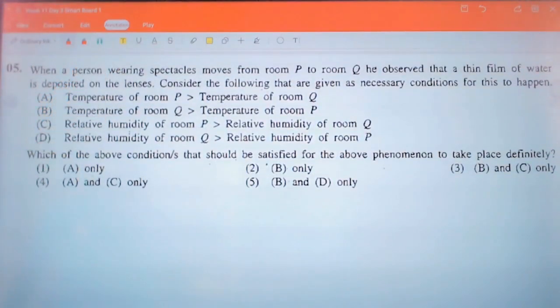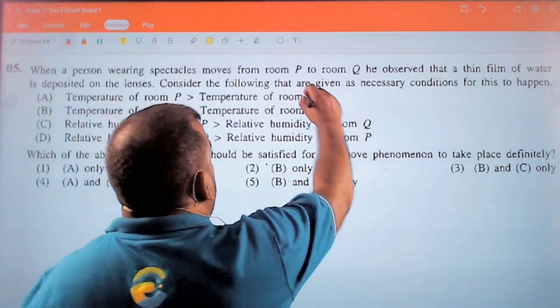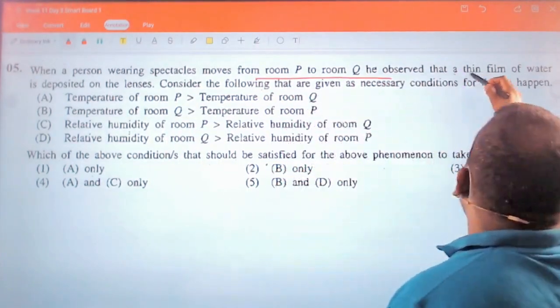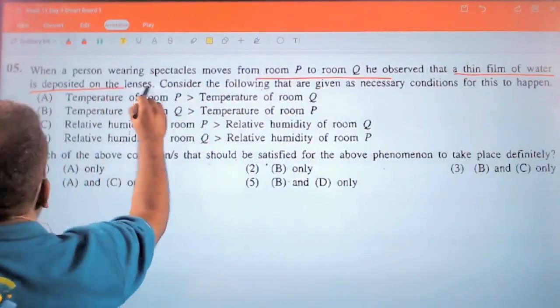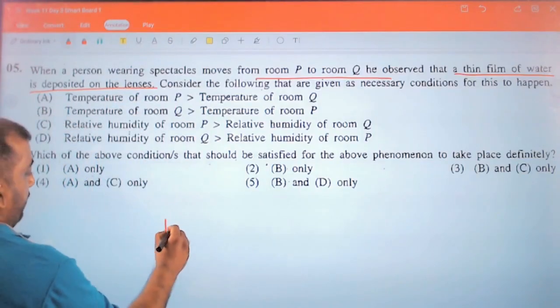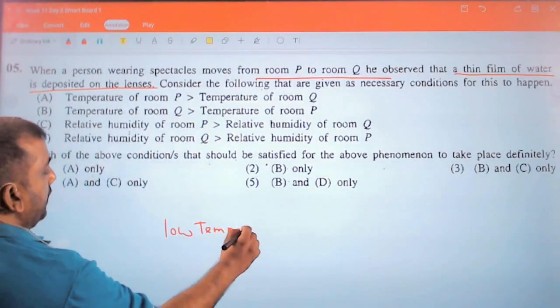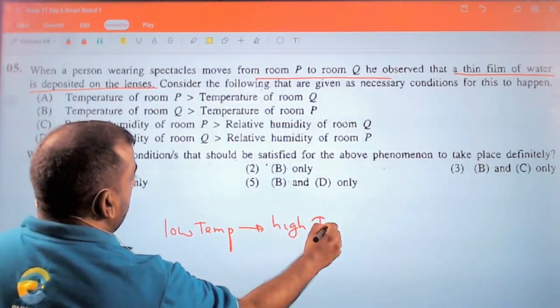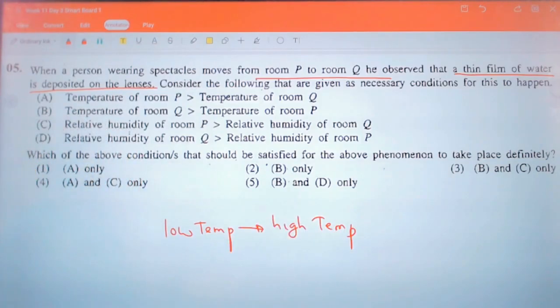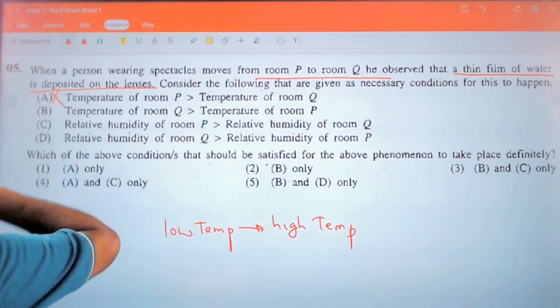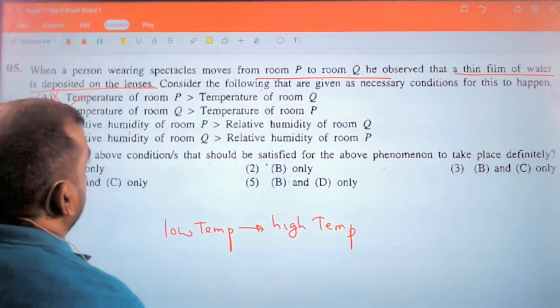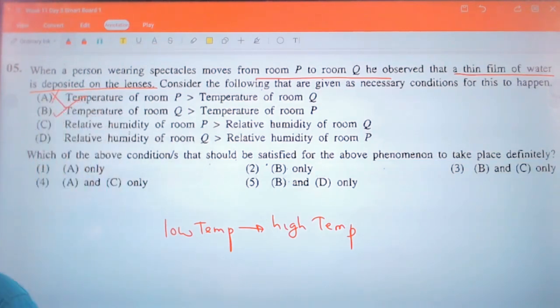Question number 5. A person wearing special spectacle lenses moves from room P to room Q and observes that a thin film of water is deposited on the lens. That means he is going from a low temperature room to a high temperature room. Low temperature to high temperature, this will take place. So this option is wrong and this is correct. Relative humidity is higher, we can't say that.